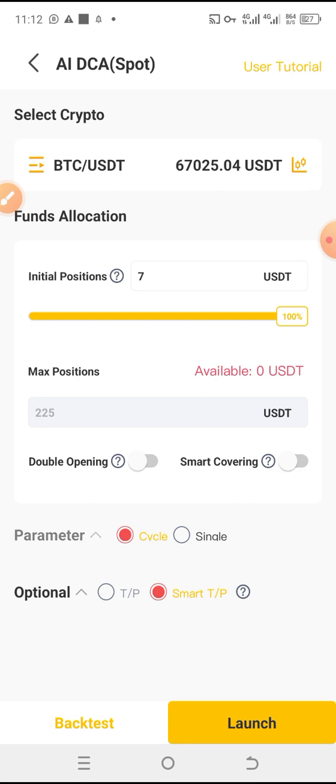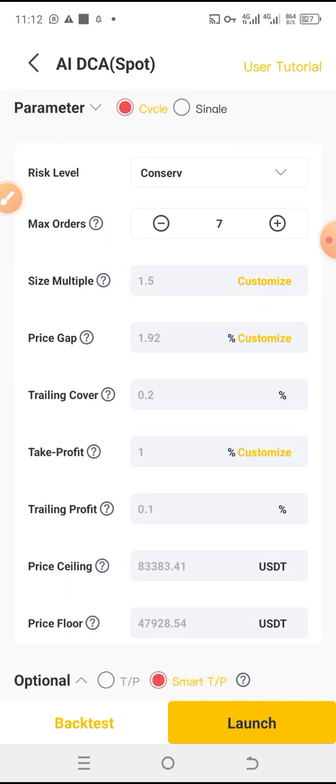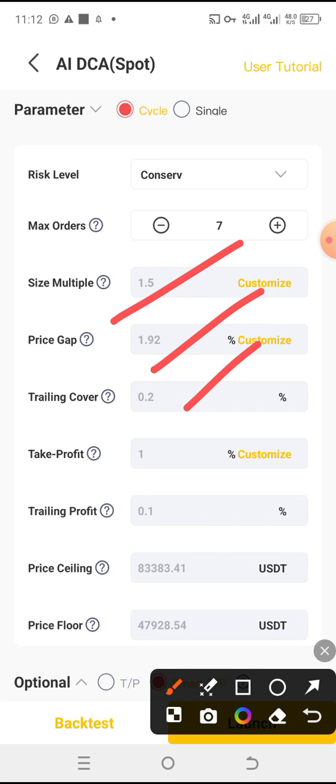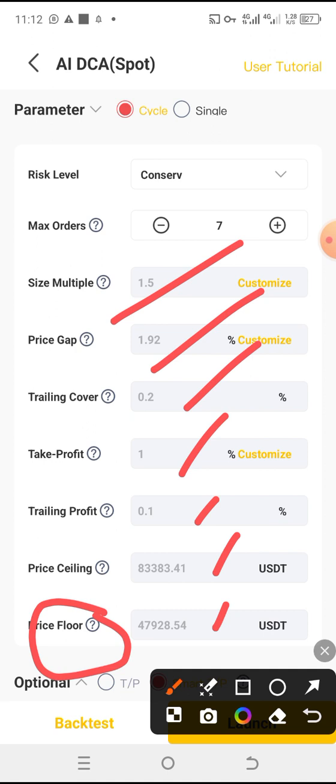So let's go to the parameters. Now, one of the beautiful things about this AI, why it is AI, is because the parameters are there already. The system will set the parameters for you. For example, this price floor simply means that when Bitcoin from 67,000 that we are seeing right now gets to 47,000, it will stop buying. So no matter what your dip says, immediately it goes to 47,000, it stops buying. It waits till it comes up again before it buys.